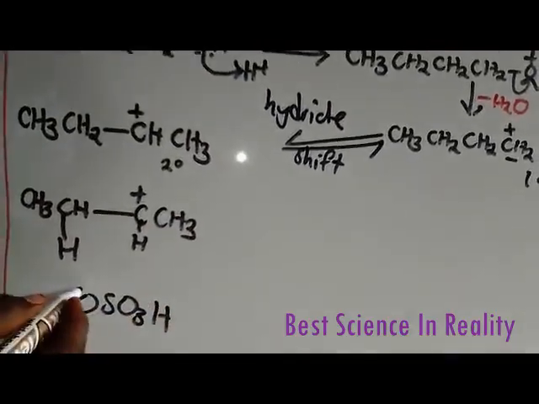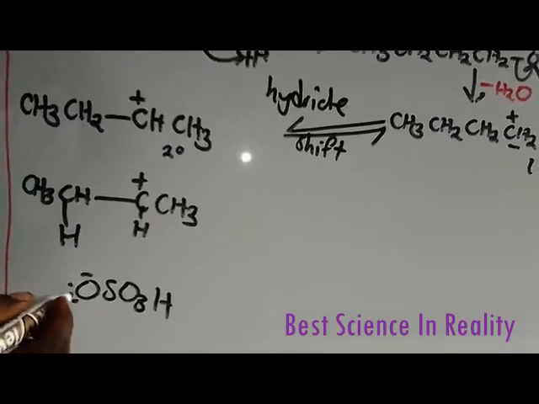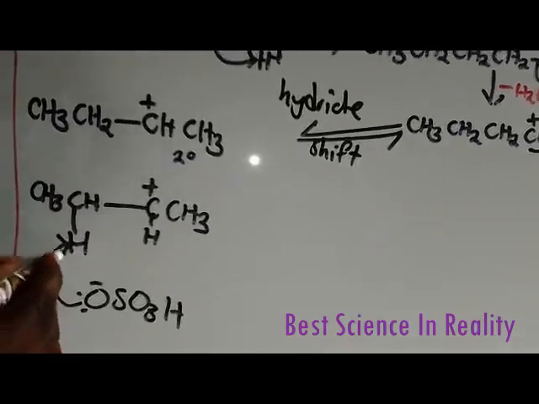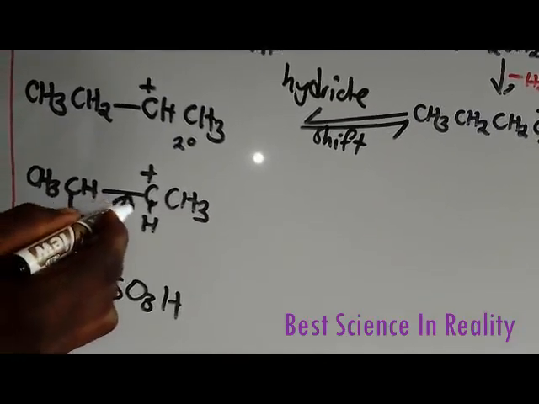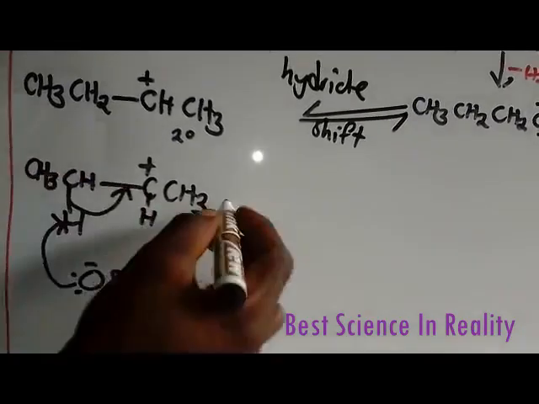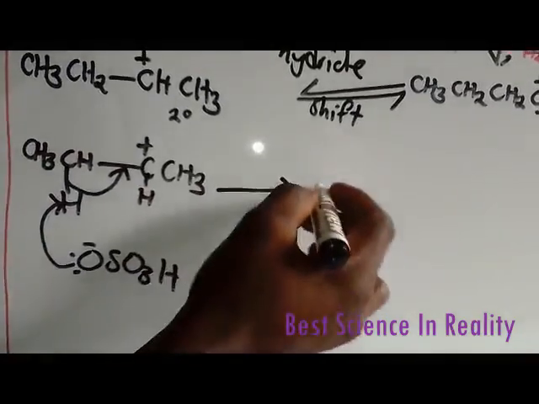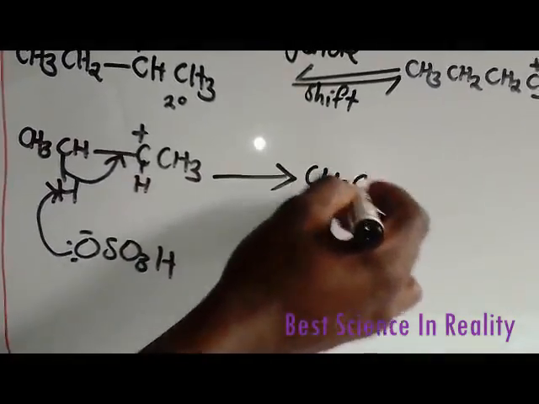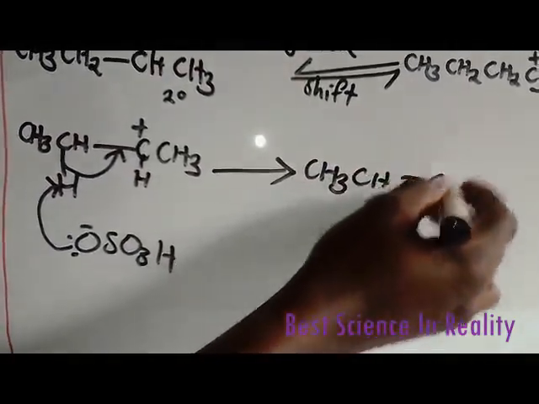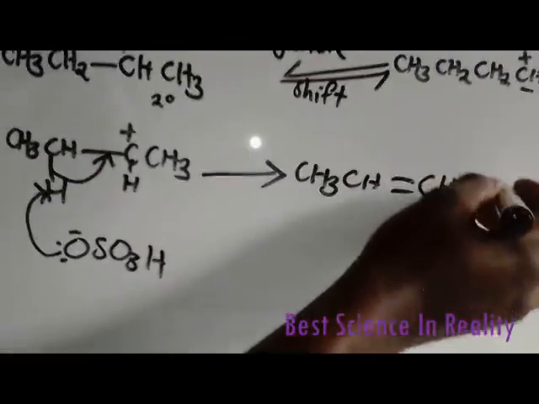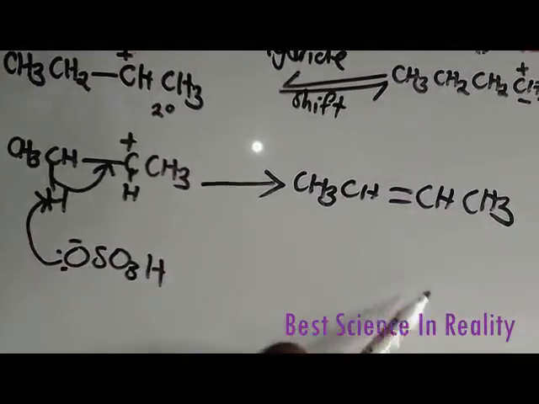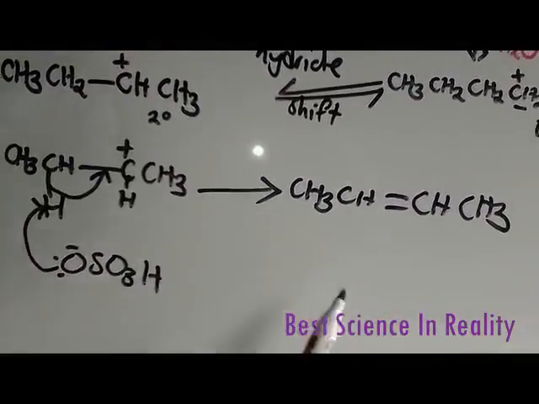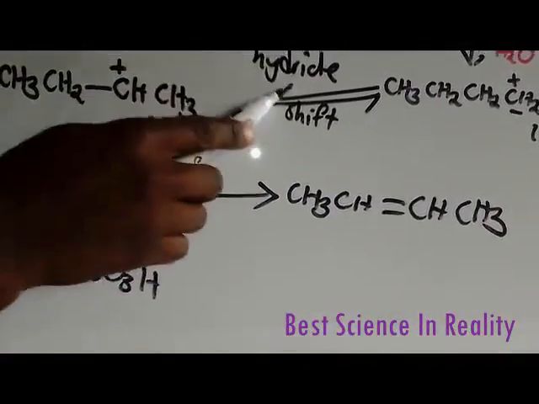So remember, it's having a charge, but the lone pairs are available. They can donate electrons there, and this bond is going to give its electron to be bonded between this and this carbon, and they are going to form CH3, CH, CH, CH3. So in this case, I think we are seeing we are forming but-2-ene instead of but-1-ene because of this hydride shift which happened.